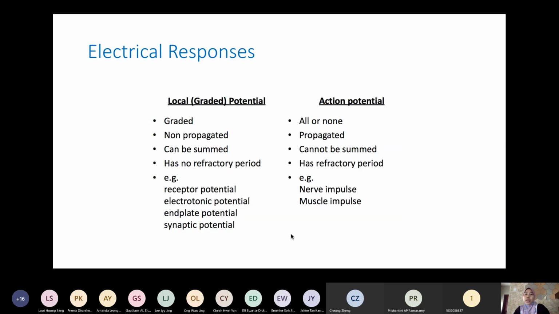Okay, this is the local potential in comparison with the action potential. The local potential is also non-propagated, but however it can be summed. Meaning that you can give a small stimulus to it, and later it can sum up and form the action potential. It has no refractory period.